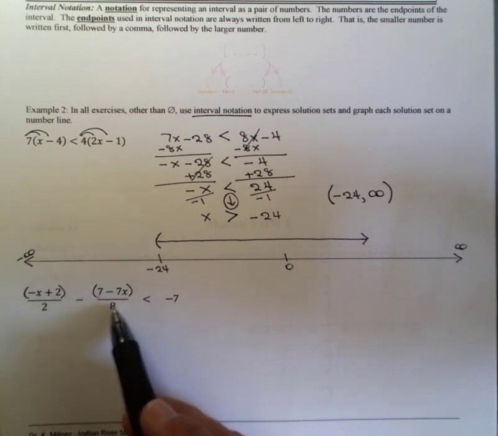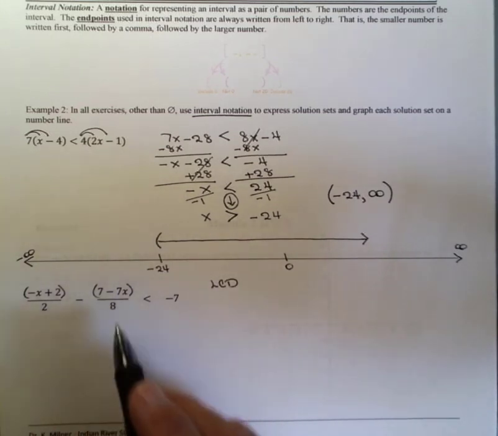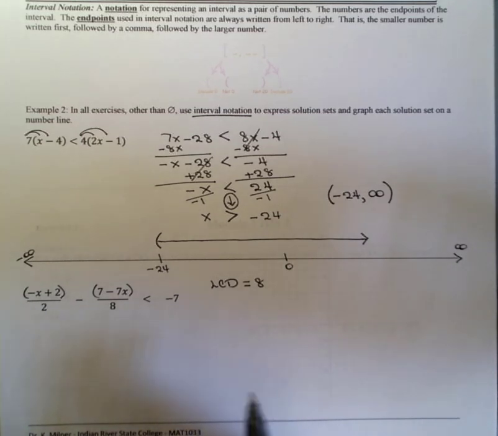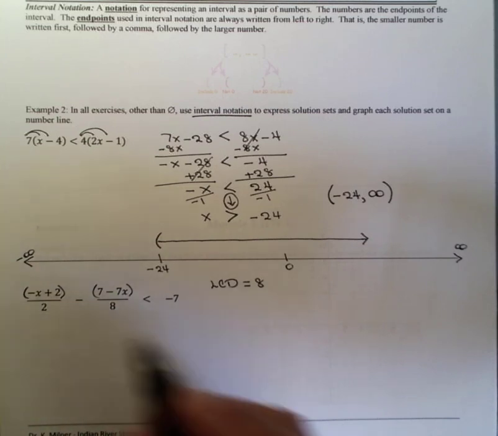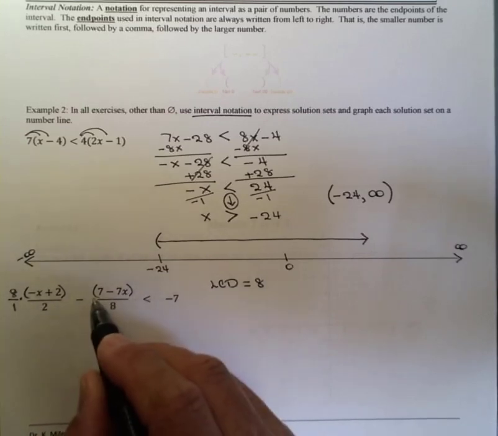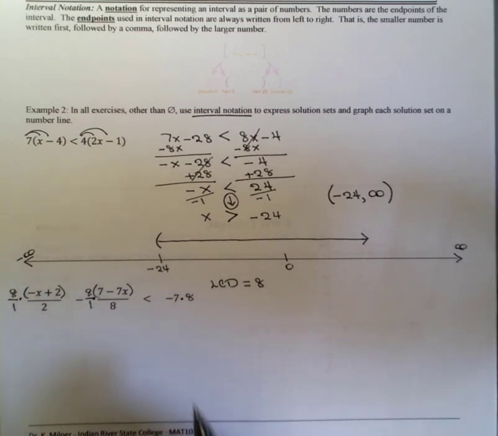Now, what are my denominators? I have two fractions. So my least common denominator would be a multiple of 8. Will 8 work? Well, yeah, 2 will divide evenly into 8. So I'm going to use 8 as my least common denominator. And I'm going to do the same thing I've always done with clearing the fractions. I'm going to multiply each term by the least common denominator. So over here I'm going to say times 8 over 1. And here I'm going to say times 8 over 1. And here I'll just say times 8 because it's a whole number, right?